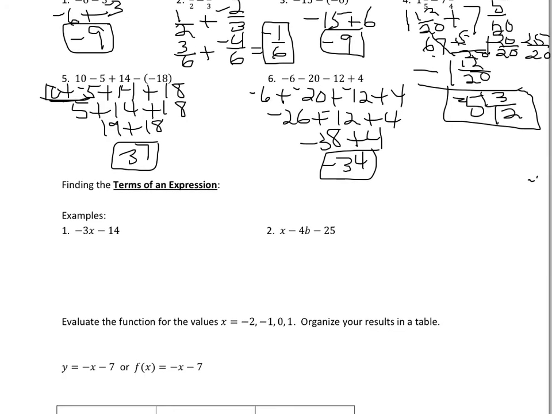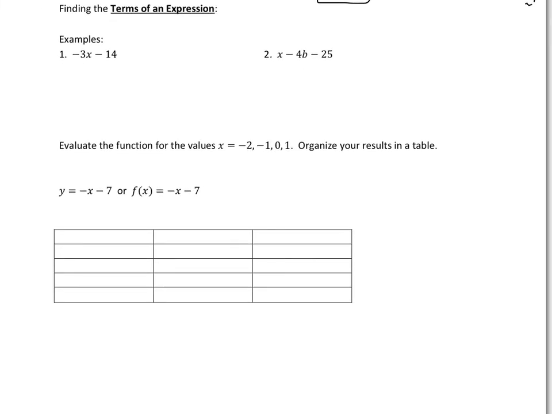Let's talk about finding terms of an expression. Okay. What you have to do to find terms of an expression is you got to think of changing all your subtraction to addition, and your terms are separated by the addition signs. So your terms for negative 3x minus 14 would be negative 3x and negative 14, because you got to think of this as negative 3x plus a negative 14.